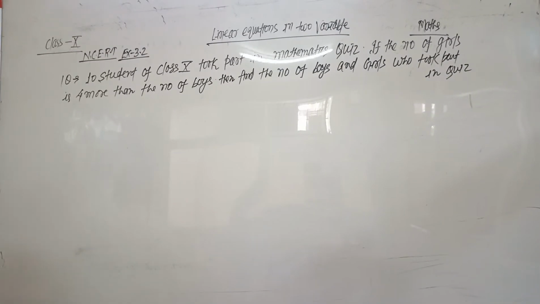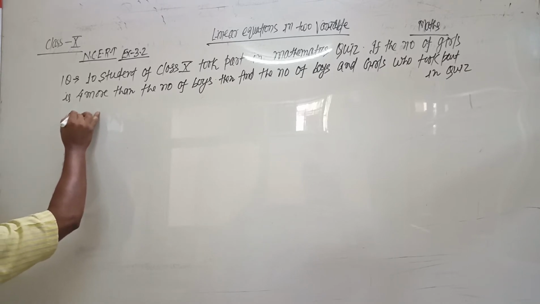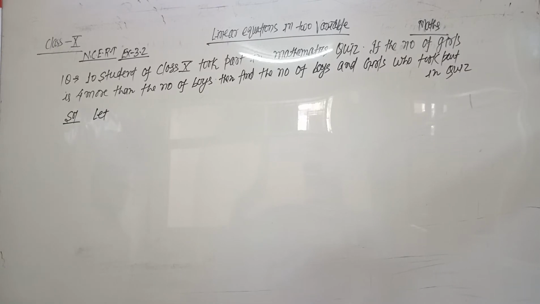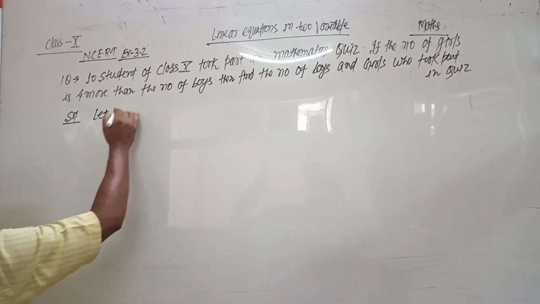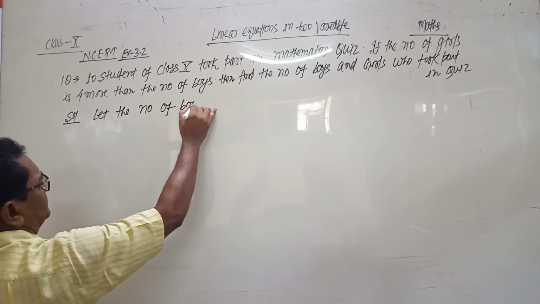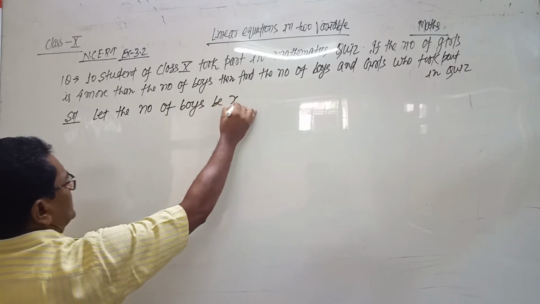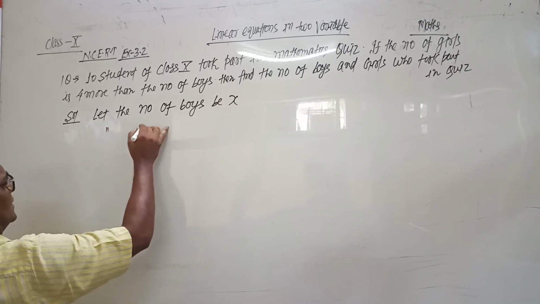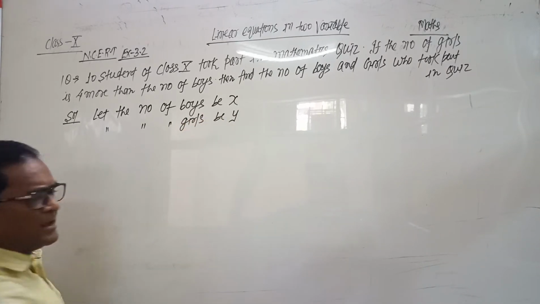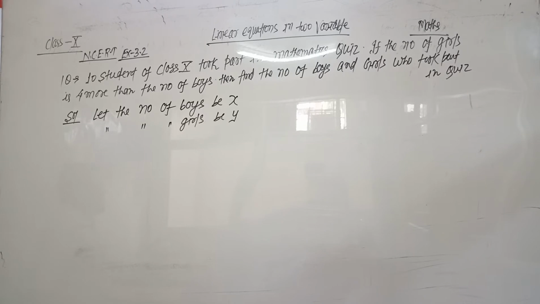So we have given that 10 students of class 10 took part in mathematics quiz. So firstly we suppose what we have to find. We have to find the number of boys and girls. So let the number of boys be x and let the number of girls be y. We have supposed number of boys as x and number of girls as y.